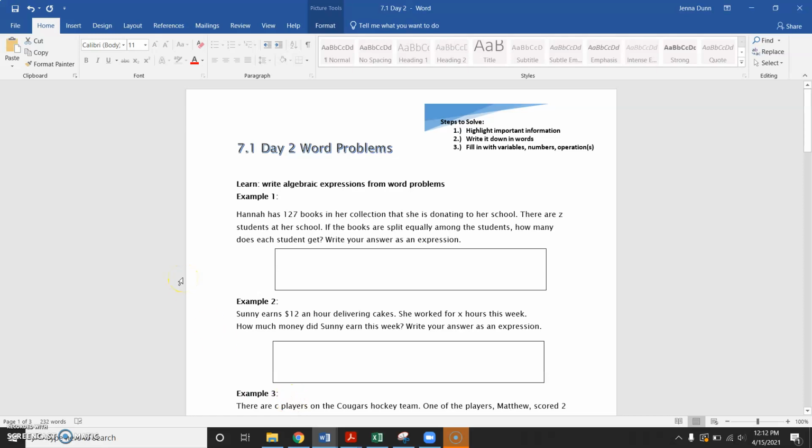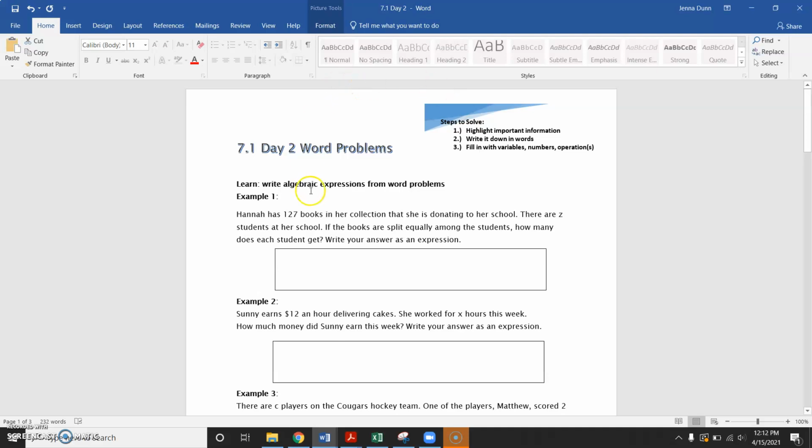Today we're going to take a look at our second day of writing algebraic expressions. As we go to write algebraic expressions, we really want to pull these from our word problems. So up at the top, there are 3 steps that we're going to follow. We're going to highlight important information, write it down in words, and then fill in our words with variables, numbers, and operations, okay? So we don't want to just get our expression, we want to know where that expression came from.